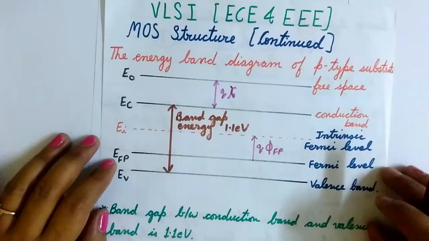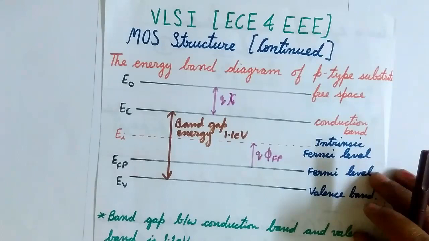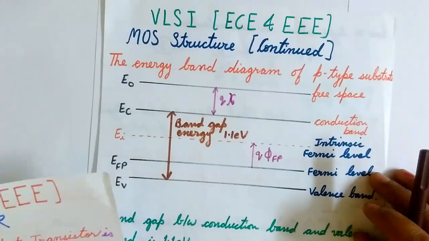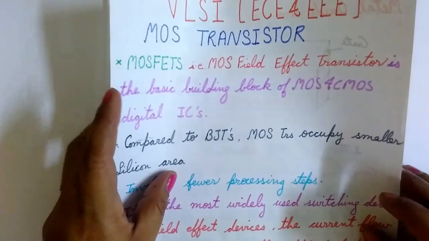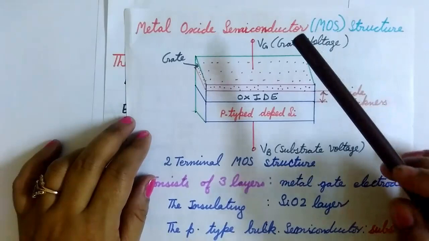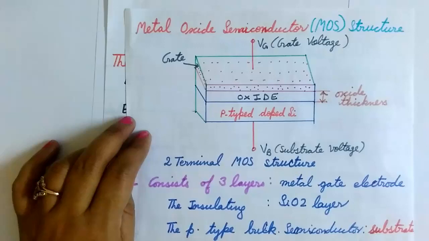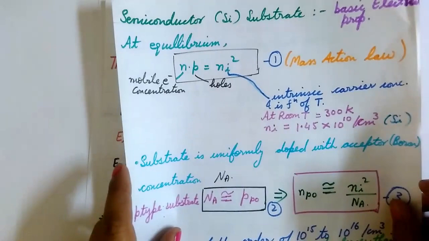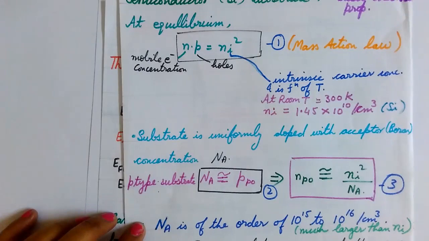In my last video, I started the lecture series of the subject VLSI as per IP University syllabus, and I covered the MOS structure. In the diagram I discussed the three layers, that is the gate, oxide and the substrate, with the oxide in between the two. I also discussed some mathematical equations which can be used for finding out the number of electrons, holes, and the mass action law.